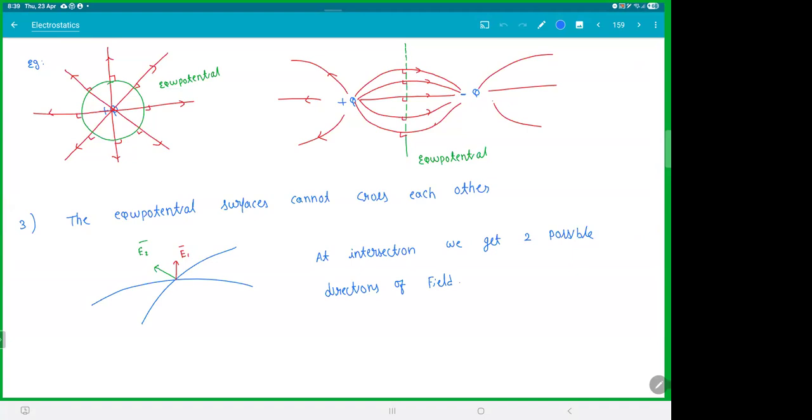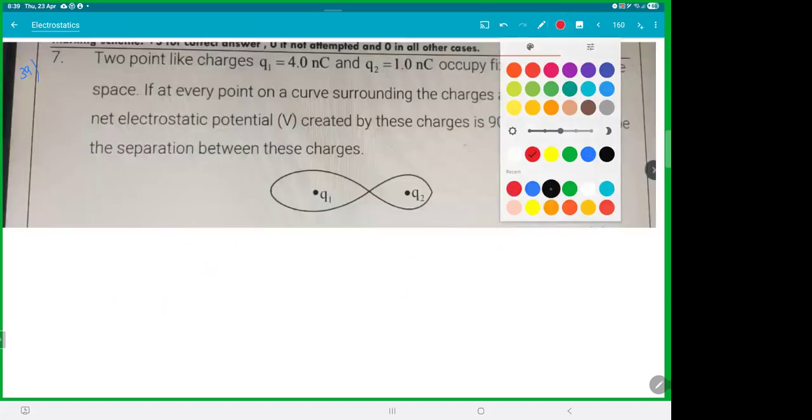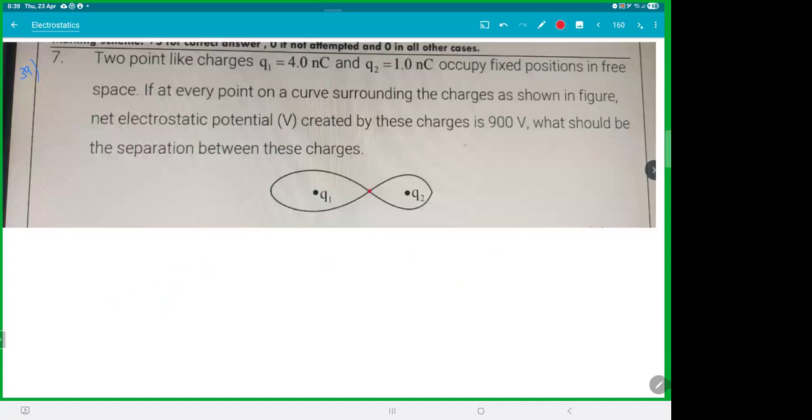So the argument was this. At the point of intersection, you will have two directions of field. You cannot have two directions at the same time, and that was the problem, isn't it? But if I say you are definitely crossing, how can a vector have two different directions? That's possible if it's a zero vector. So this point must be the null point. Clear? So that is the catch there.